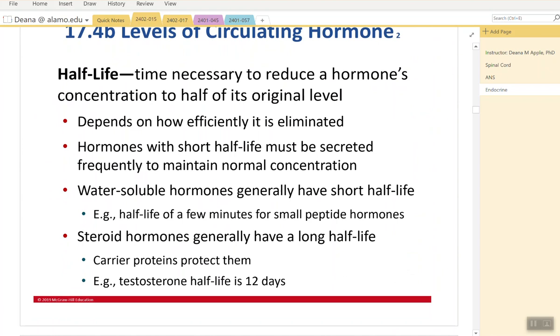The half-life itself depends on how efficient the elimination process is. Water-soluble hormones have a shorter half-life, and steroid hormones typically have a longer half-life.